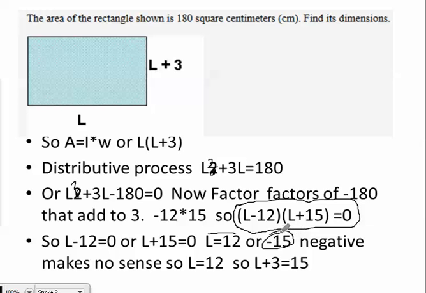A negative number in this situation doesn't make any sense. I'm going to throw it out, not use it. So my L is 12. That means my L plus 3 is 15. Just happens to work out to be the same number. You got to be careful of that. It's not always going to work that way. You don't just take the negative and turn it into a positive. You have to get the one that's the positive one and put it back into the equation to find what the value is here. Okay?